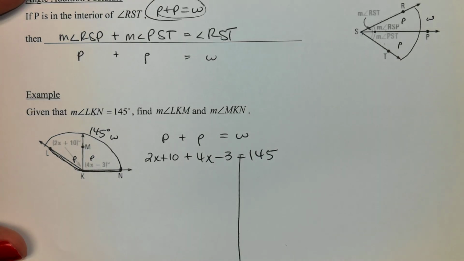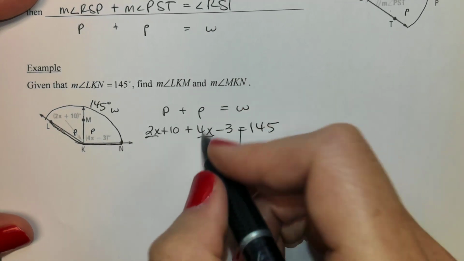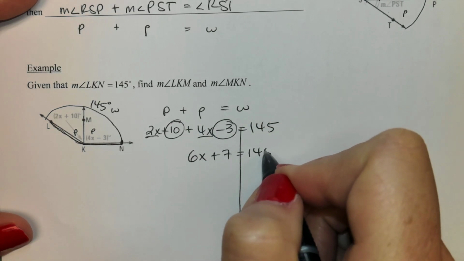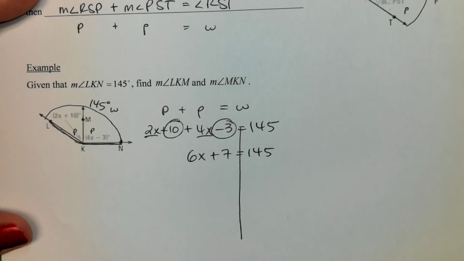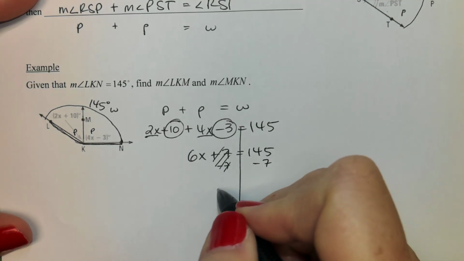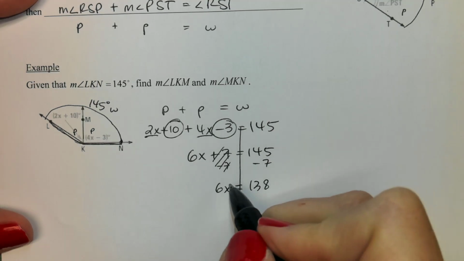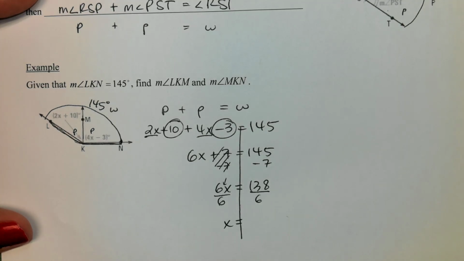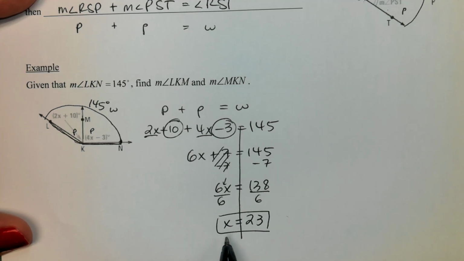So now we're just going to simplify and solve. I'm going to put my x's together first, my like terms. I'm going to make 6x. I've got 10 minus 3 for 7. And now we just have a little bit of solving to do. We have a plus 7 there, so I'm going to subtract 7 on both sides. When I do that on this side, they disappear, and the 6x drops down. And 145 minus 7 is 138. That's multiplying there, so we're going to divide by 6. And 138 divided by 6 is 23.